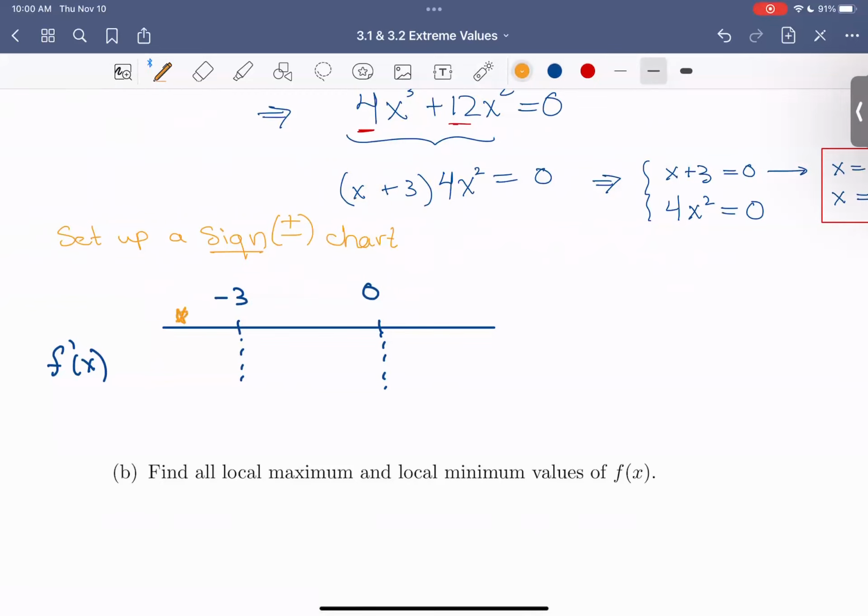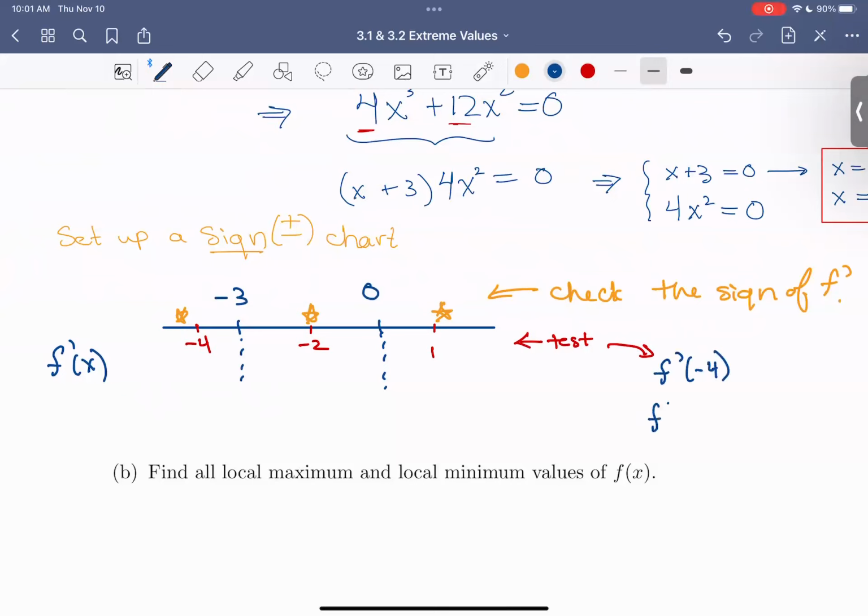Now we need to pick a point in each of these intervals to compute the sign of the derivative there. By computing the sign, it will tell us if our function is increasing or decreasing. So let's look at some test points. We could test, say, -4, we could test -2, and we could test something over here like 1. So now I want to compute those values of the derivative: f prime of -4, f prime of -2, and f prime of 1.